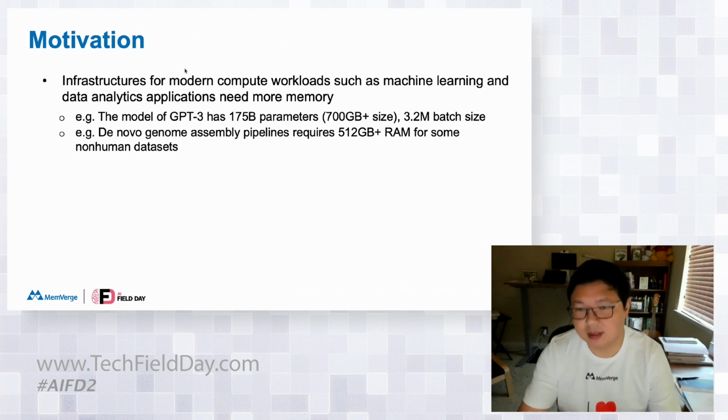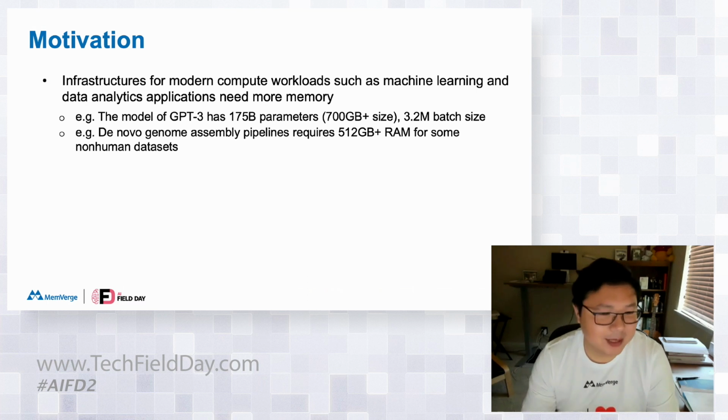Just to give you some data points: the very powerful GPT-3, a machine learning AI model for natural language processing, has 175 billion parameters. That accounts for more than 700 gigabytes in memory. And during training, it required batch sizes of like 3.2 million records. Think about how much memory it would take to fit all of these in the memory buffer to stream into the GPU or the CPU.